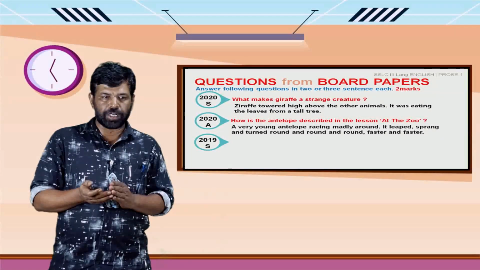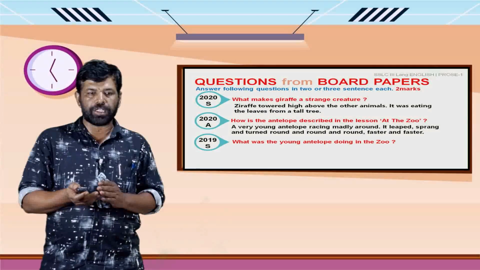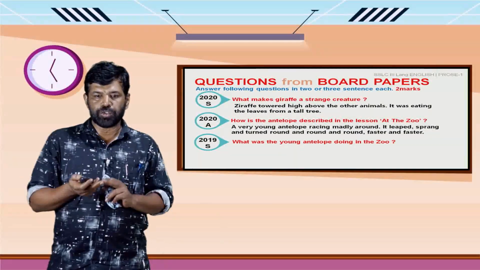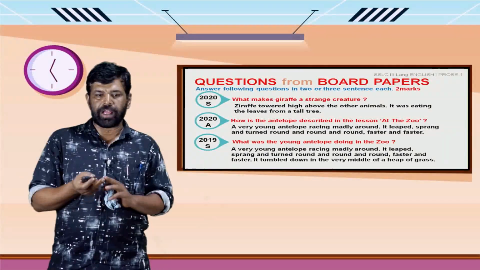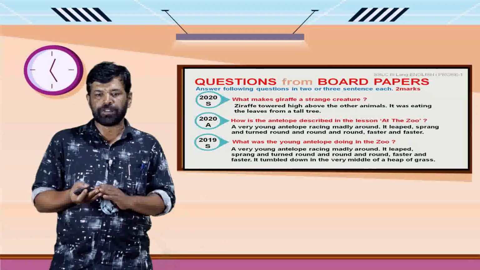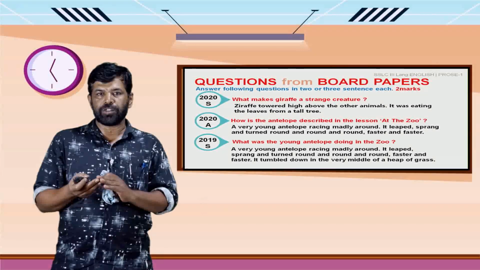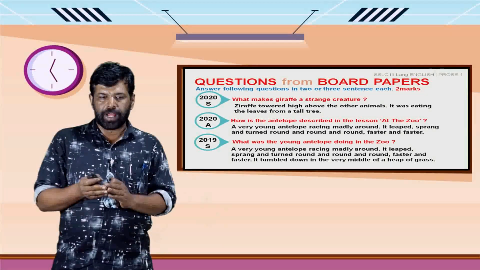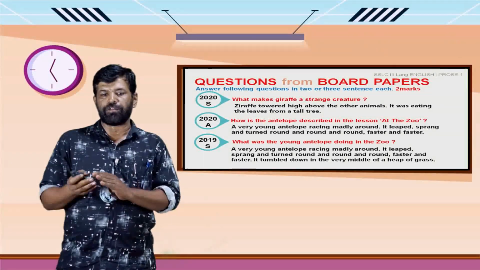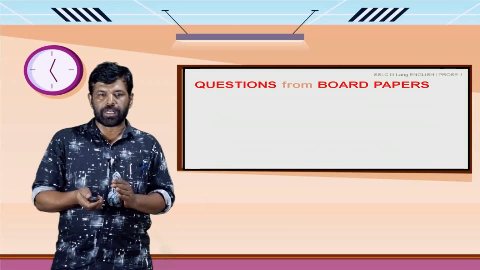And from the 2019 supplementary exam, there is one more question. What was the young antelope doing in the zoo? A very young antelope racing madly around. Again, the answer would be the same. It leaped, sprang, turned around, and ran faster. It tumbled down in the very middle of a heap of grass.